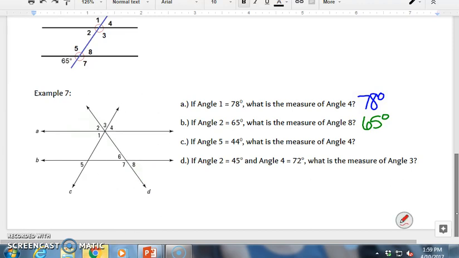7C says if angle 5 is 44 degrees, what is the angle measurement of angle 4? Okay. So again, using this transversal, they are on opposite sides outside of the parallel lines. So those are also going to be alternate exterior angles, which have the same angle measurement of 44 degrees.